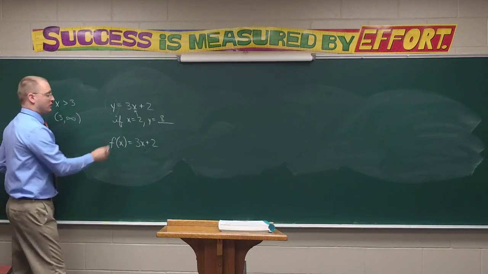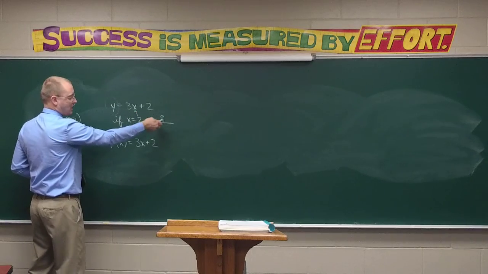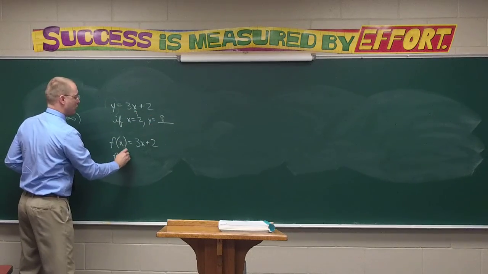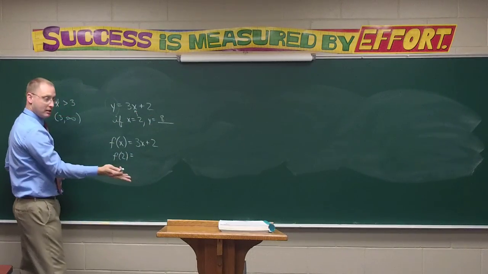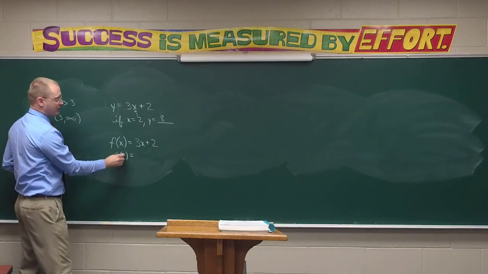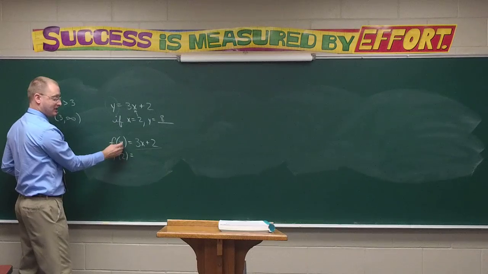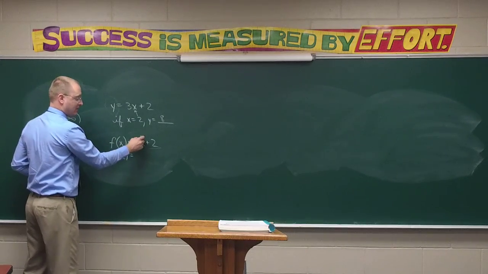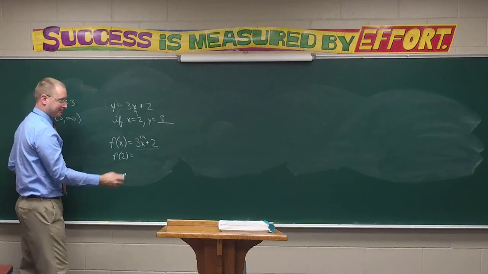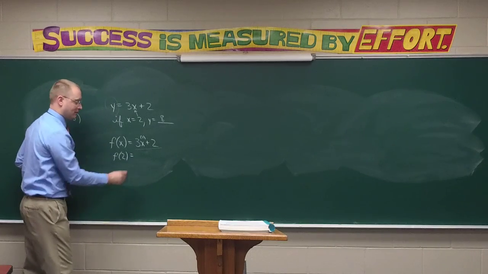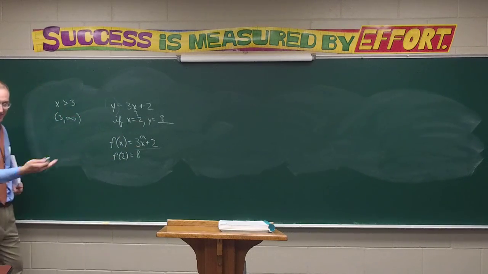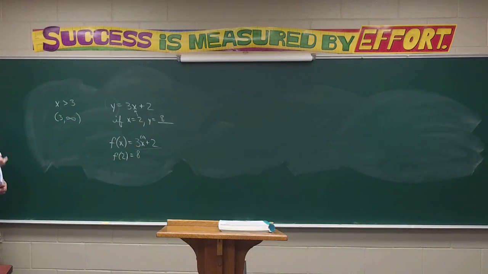And now instead of saying if x equals 2, then y equals what, we'll simply say f of 2 equals what? But we do the same thing. This means that 2 goes into this function wherever you see an x. I see an x, I'm going to put a 2 there. There's an x, put a 2 there. What do I get? 8. Same thing we got last time. Same equation, right? It's written different. It's notated differently, this function notation.